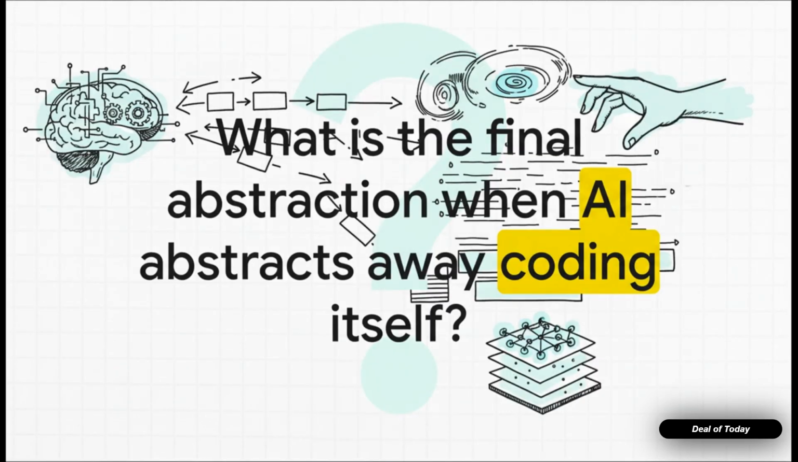And that leaves us with one last kind of mind-bending thought. This whole trend, it's all about abstracting away complexity so that we humans can focus on higher-level problems. So, what happens when we reach the end of the line? What is the final abstraction when AI starts to abstract away the very act of writing code itself? Now that's a question we are all going to be exploring very, very soon.